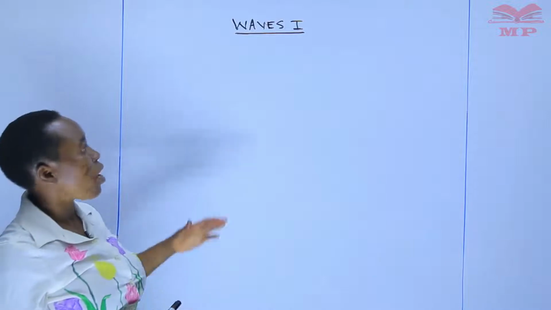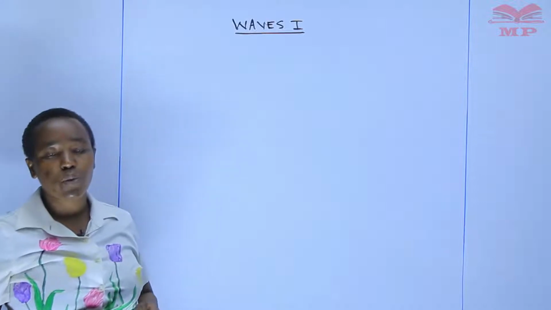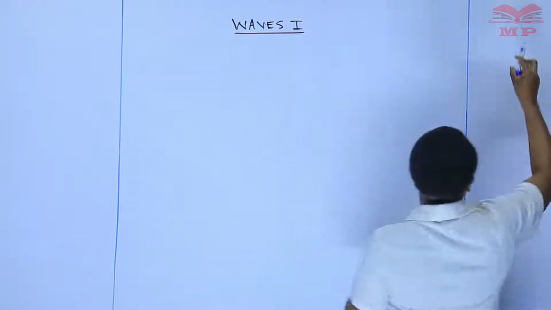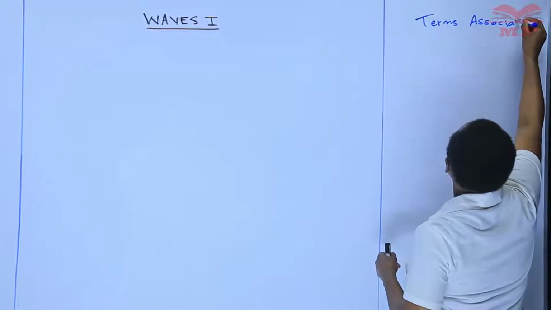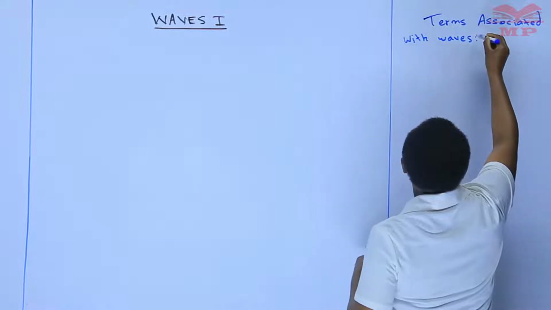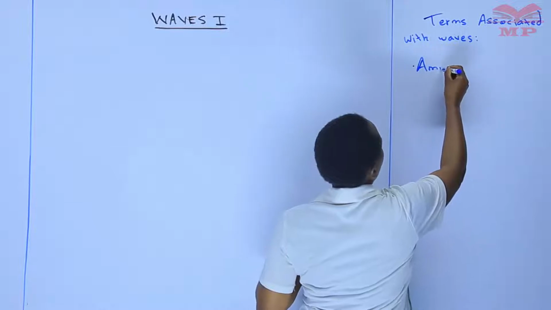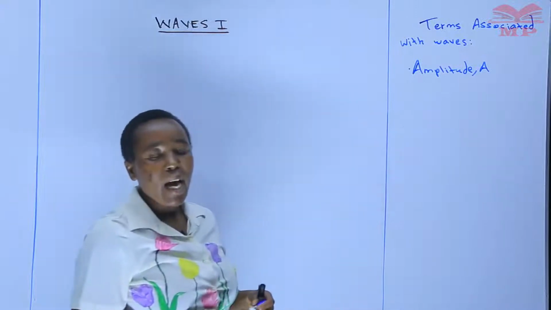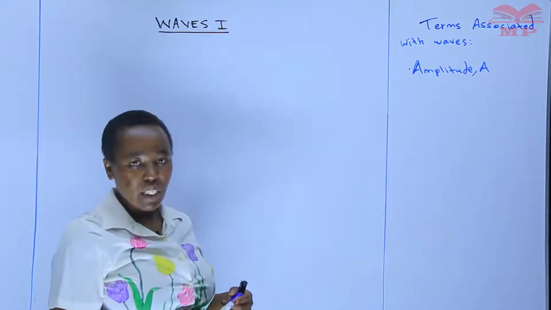We have covered a lot in waves 1, and we can do a recap of what we covered during our previous lesson, where we looked at the terms associated with waves, and we looked at the following. 1, amplitude, denoted by a capital letter A, and we say that amplitude is the maximum displacement from the mean position.